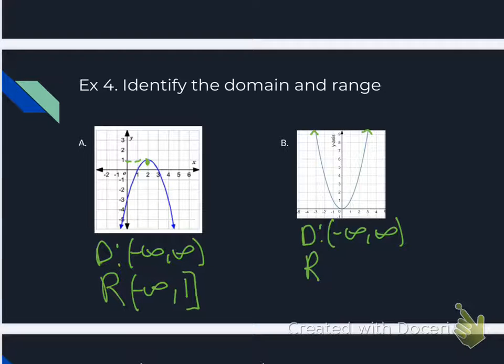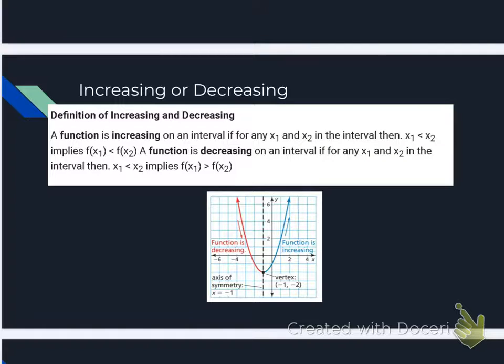And then our range, our lowest number, is at 0. So I'm going to go here at 0, so we use a bracket, and it goes up to forever, so positive infinity.